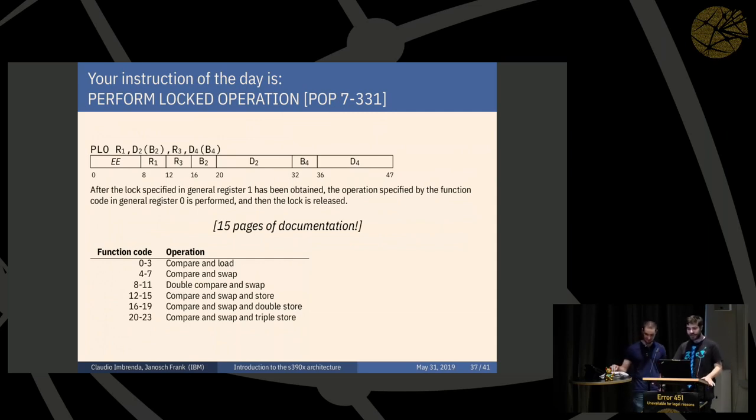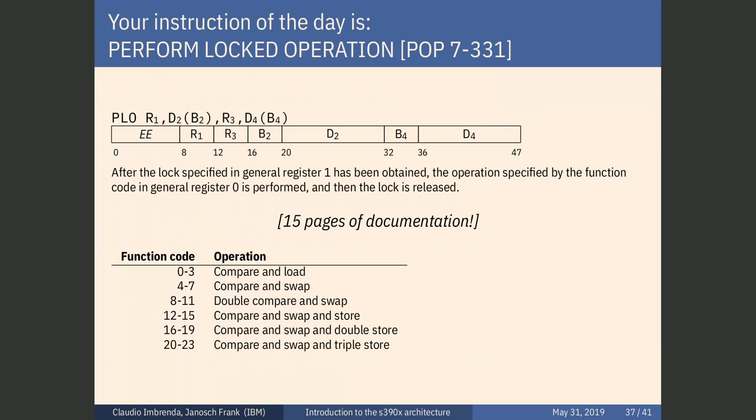So, this is the perform locked operation. It's used to do some interesting atomic operations, like compare and swap. Although we do have a separate compare and swap instruction, but this can do that as well, because why not? It has two implied registers, register 0 and register 1, which are always used for locking. And there is a function code which is used to determine which function to use.